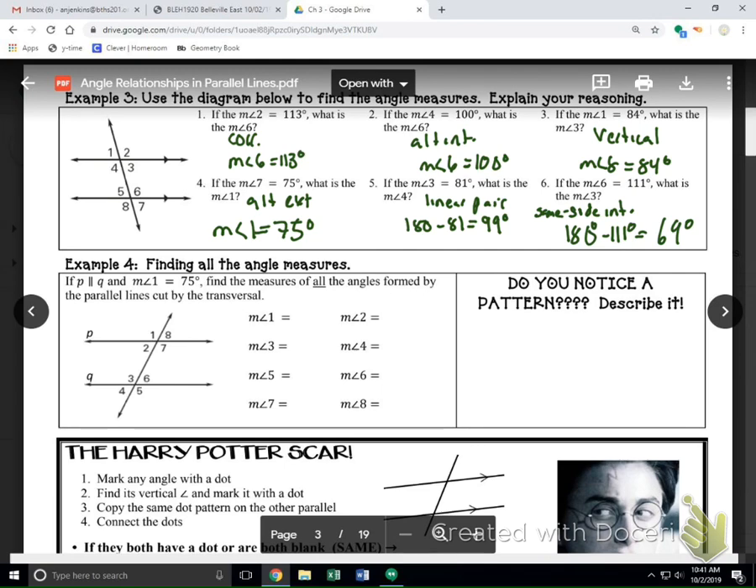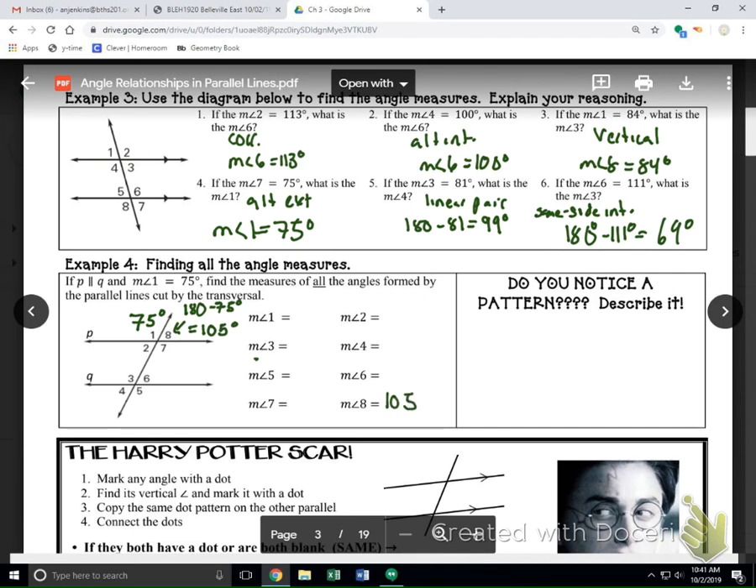We know that the measure of angle 1 is 75 degrees. This is like the one you guys had in the review yesterday. So if we know that the measure of angle 1 is 75 degrees, how do I find the measure of angle 8? What's the relationship between 1 and 8? They're supplementary because they are linear pairs. So 180 minus 75. The measure of angle 8 is 105. So I'm going to put in 105 here.